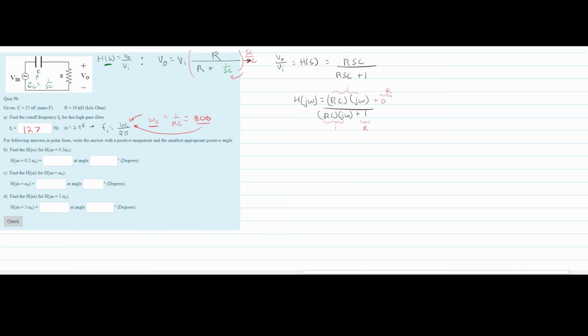Because what we are going to do is we are going to take this omega equal to 0.2 times our omega c and plug it into here. So for this first one, we're going to have h of 0.2 times our omega c, which is 800. And this is equal to all of this. So we're going to have r times c times our omega times j. And then when I plug this into my calculator, I'm going to represent it as i instead of j. Our omega is 800. This is divided by our r times c times our i times 800 plus 1.